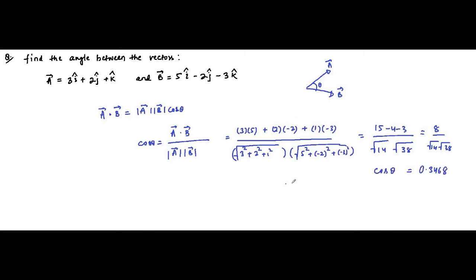Theta is cos inverse of 0.3468, which is equal to 69.703 degree, or 69.7 degree, that much. So that is the angle between the vectors A vector and B vector.